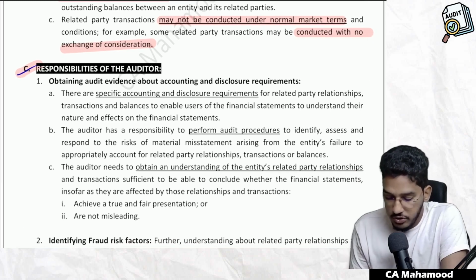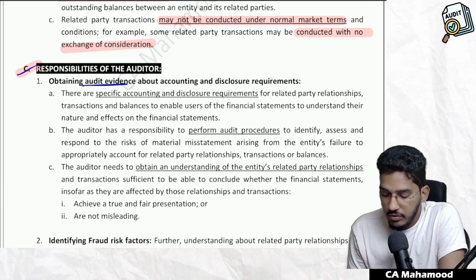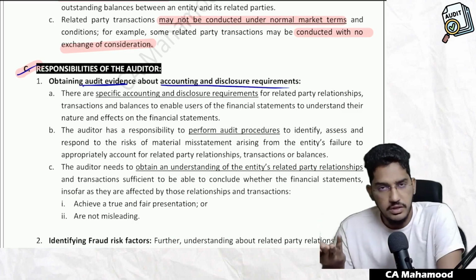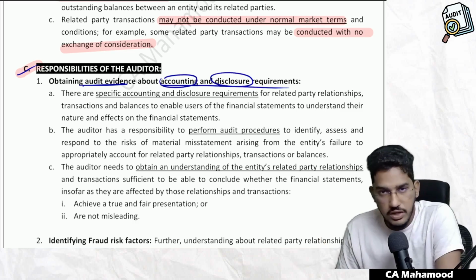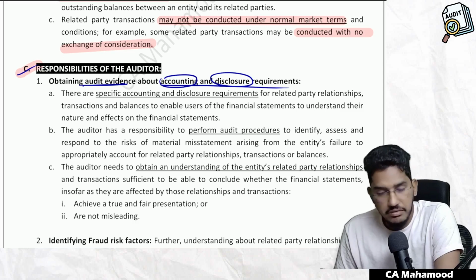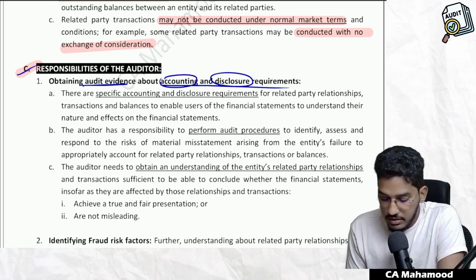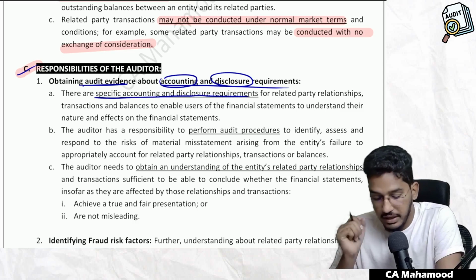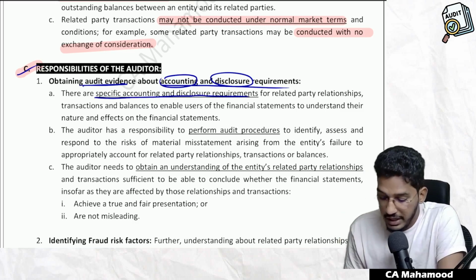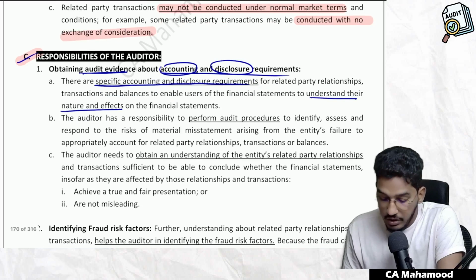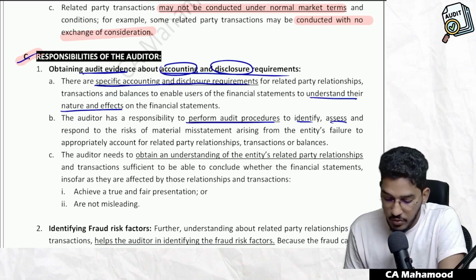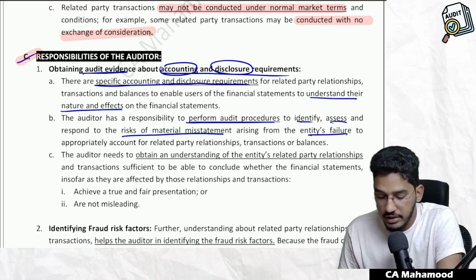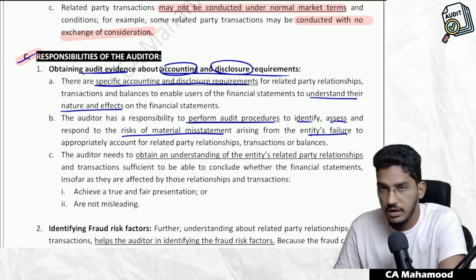So the first responsibility of the auditor is obtaining audit evidence about accounting and disclosure requirements regarding related parties and related party transactions. There are so many accounting and disclosure requirements. Whether they are done properly or not, obtaining evidence is your responsibility as an auditor. There are specific accounting and disclosure requirements for related party relationships, transactions, and balances to enable users of the financial statements to understand their nature and effects on the financial statements. The auditor has a responsibility to perform audit procedures to identify, assess, and respond to the risk of material misstatement arising from the entity's failure to appropriately account for related party transactions.